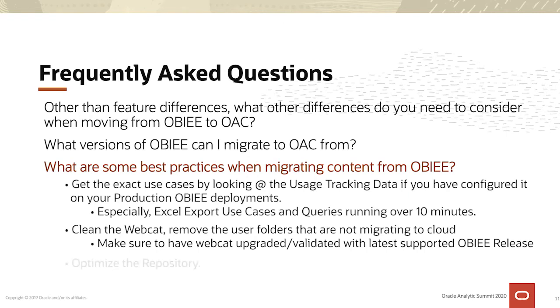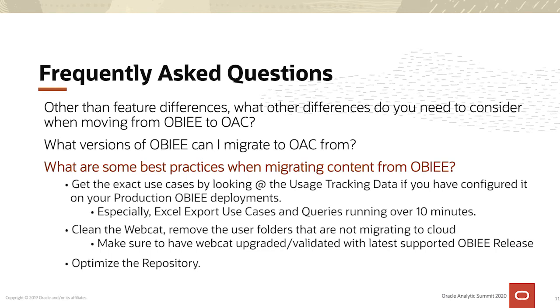And thirdly, optimize the RPD. I have seen many customers bring the RPD from on-prem to OAC, and they have not paid due diligence to clean the RPD, meaning remove the unused data sources, consolidate init blocks, and delete the invalid init blocks. I'm giving an example of OBI customers, right?